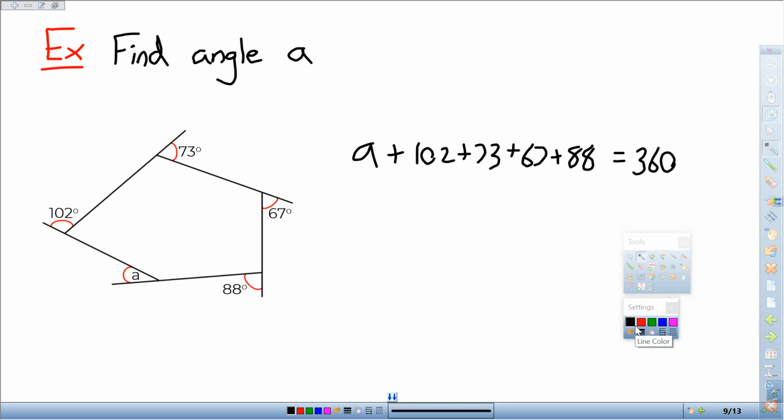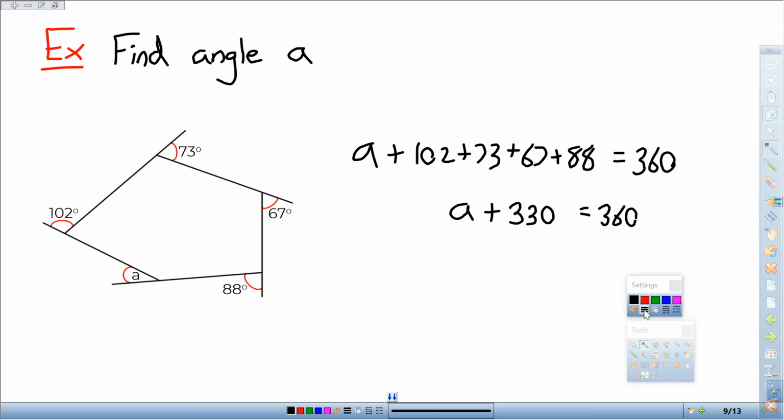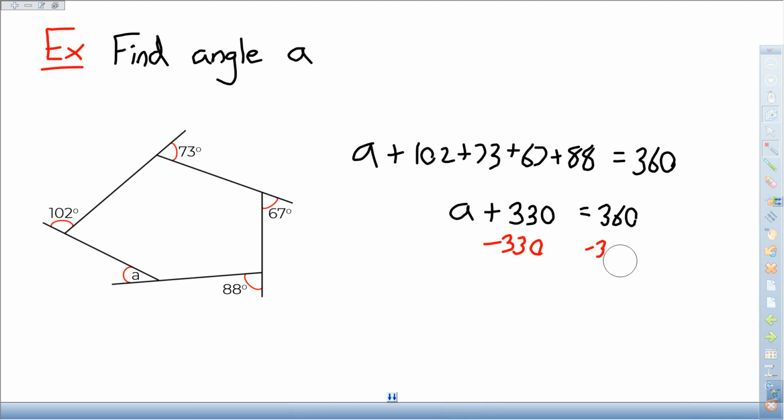And this is just like the other problems, right? We're going to simplify and solve here. So let's combine these numbers: 102 plus 73 plus 67 plus 88. Looks like we're getting 330. So we have A plus 330 equals 360. Last thing, get rid of 330 by subtracting. You can probably do the math in your head here. 360 minus 330 looks like A is going to equal 30. And that's the actual measure of this angle, so we can add a little degree symbol here.